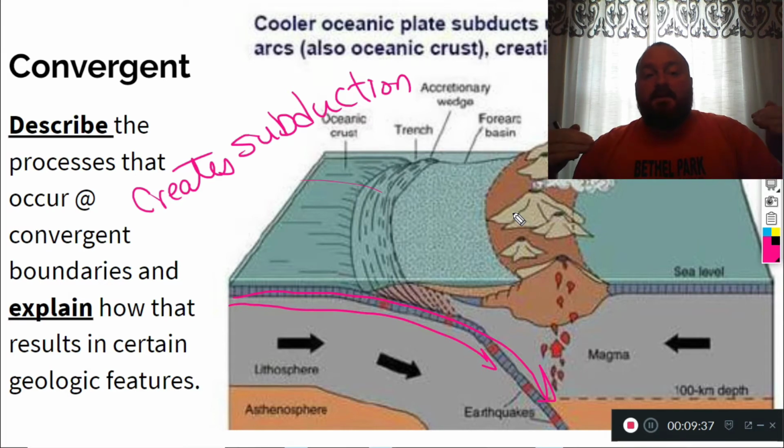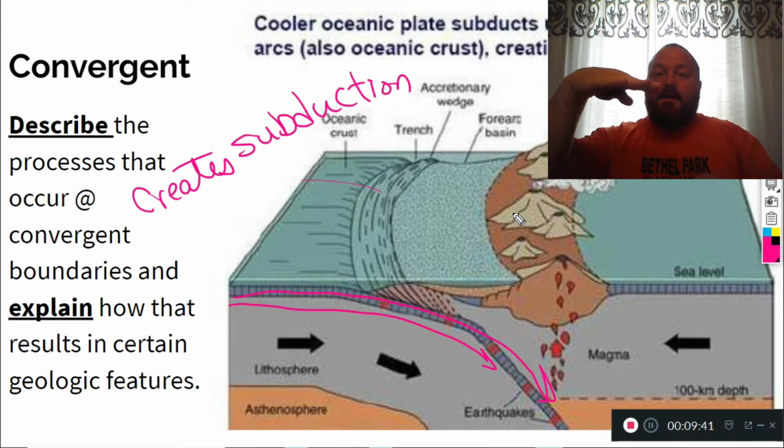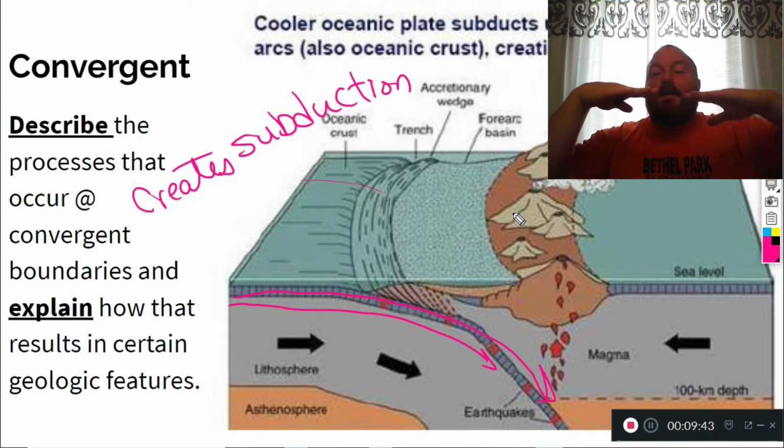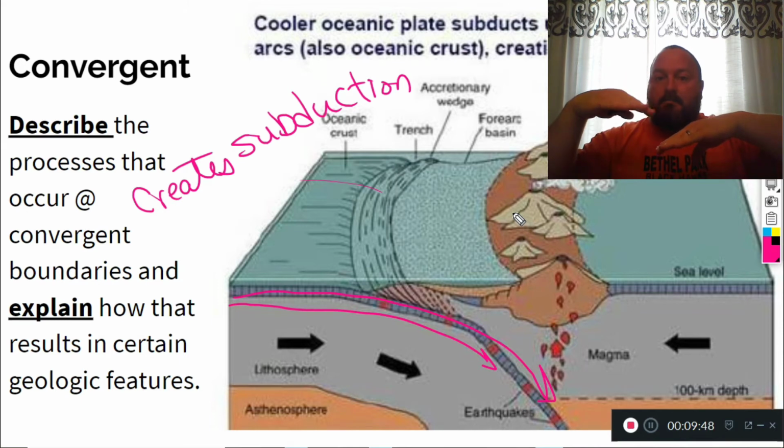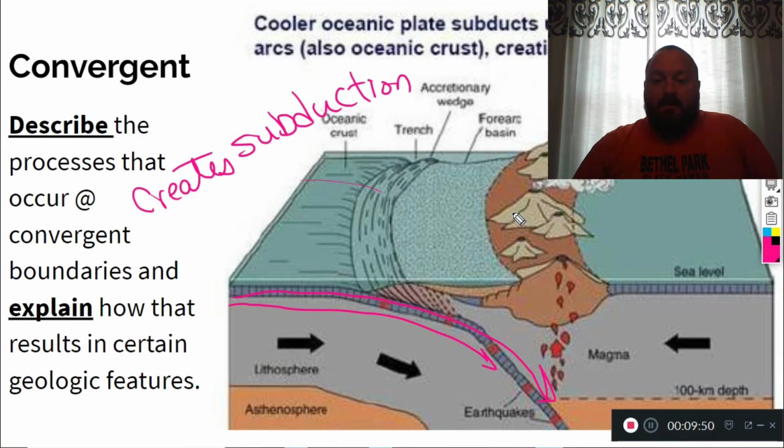So if it's continental oceanic convergence, where the two plates are coming in contact and we have a landmass here and an oceanic plate here, when that pushes under, that's going to create volcanic mountain ranges. That's what's happening off the coast of Chile with the Andes Mountains. They're volcanic mountain ranges. When we look at oceanic, this is like what's happening near the Philippines, Japan, places like that.